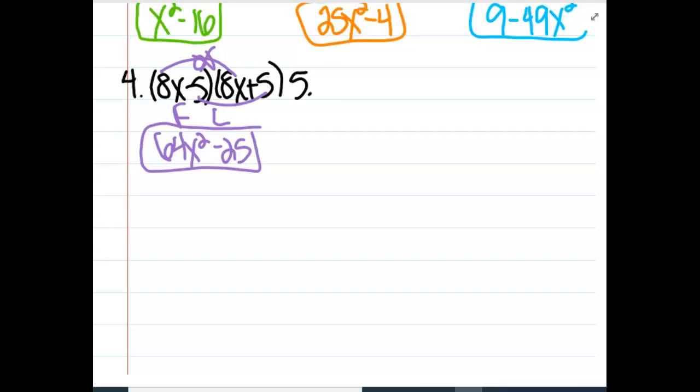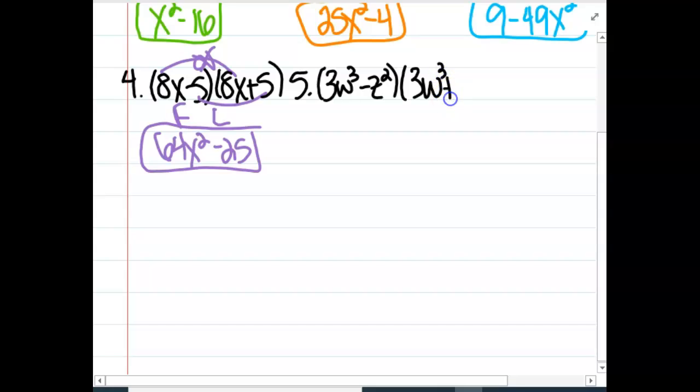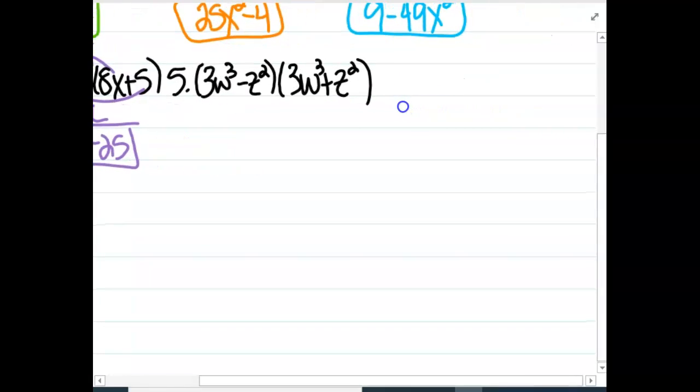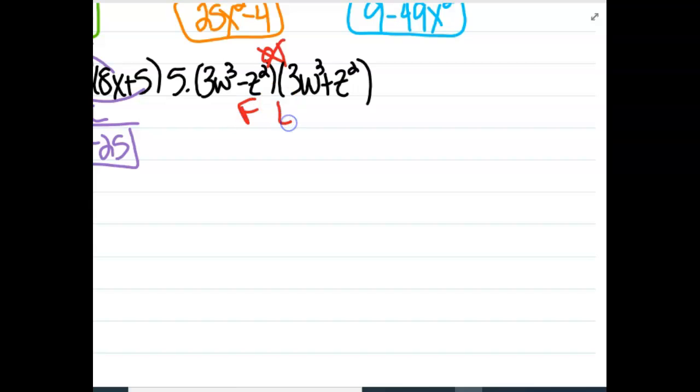Okay, number 5 says 3w cubed minus z squared times 3w cubed plus z squared. Now, it might take you an extra minute to just double check the pattern, but I have 3w cubed and 3w cubed, z squared and z squared. Adding in one, subtracting the other. And I know this one has a lot more to it, but I promise you, please believe me, the O and the I are going to cancel out. Guarantee it. So don't even worry about finding them, because they're going to get complicated anyway. Just do the F and the L.